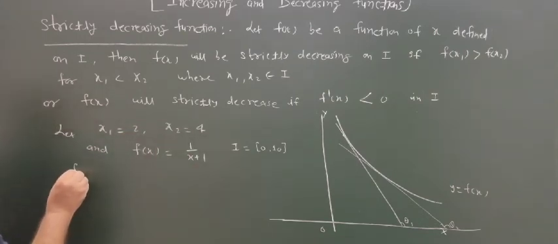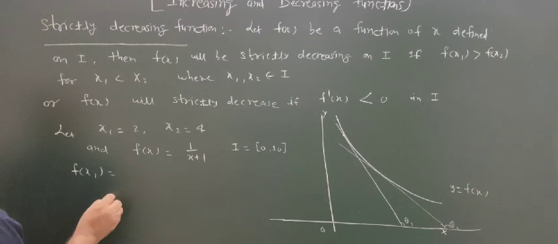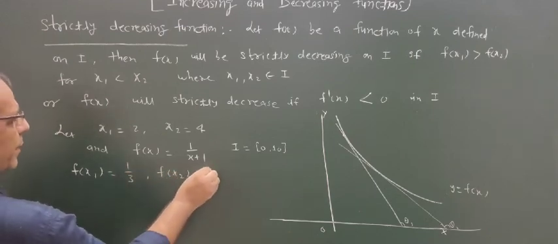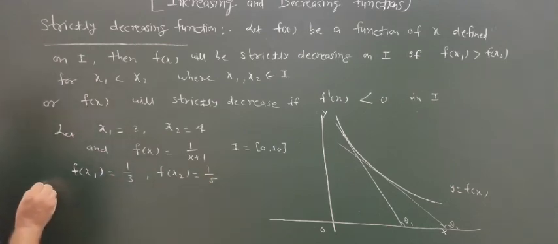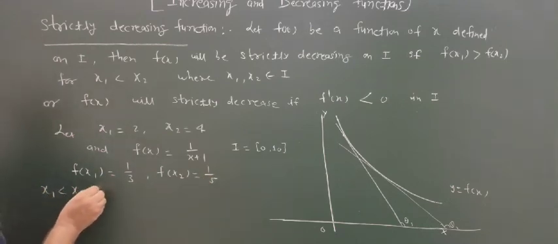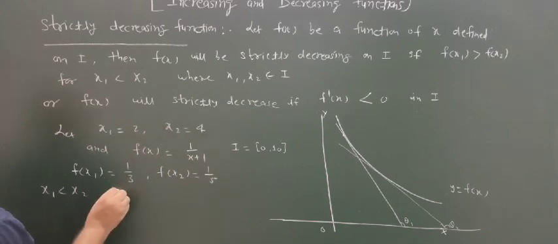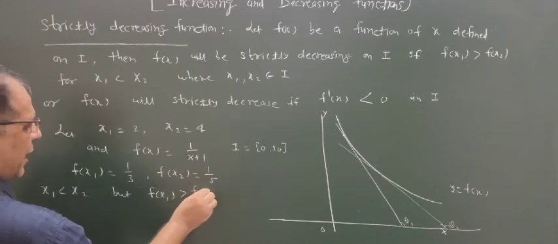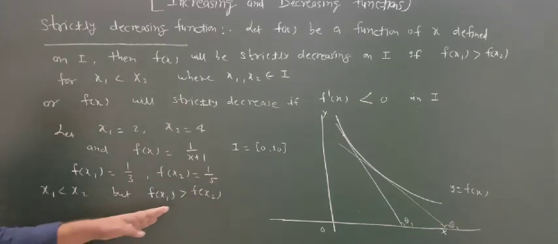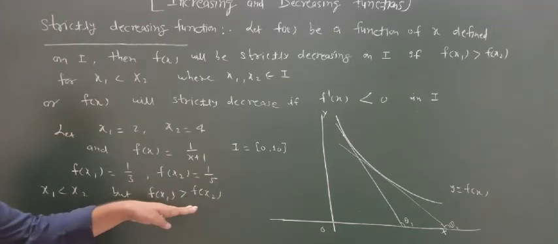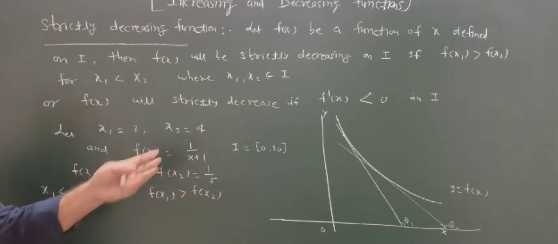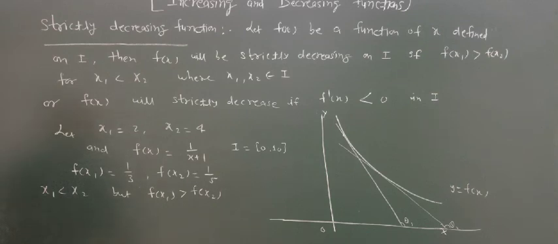So here f(x1) is 1 upon 3 clearly, f(x2) is 1 upon 5. x1 is less than x2 because 2 is less than 4, but f(x1) is greater than f(x2). So when the function values behave in the opposite way to the values of x, we can say the function is strictly decreasing. So this is the concept of strictly decreasing functions.